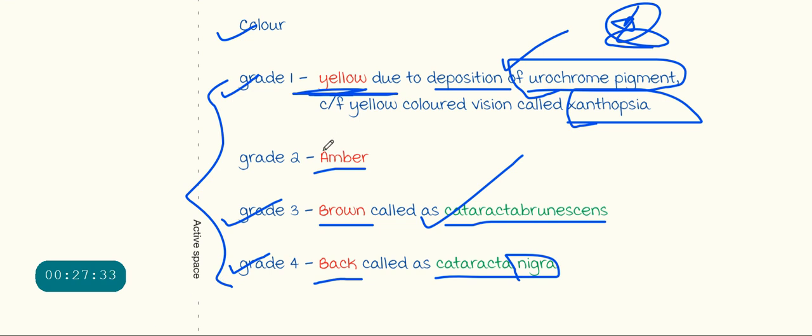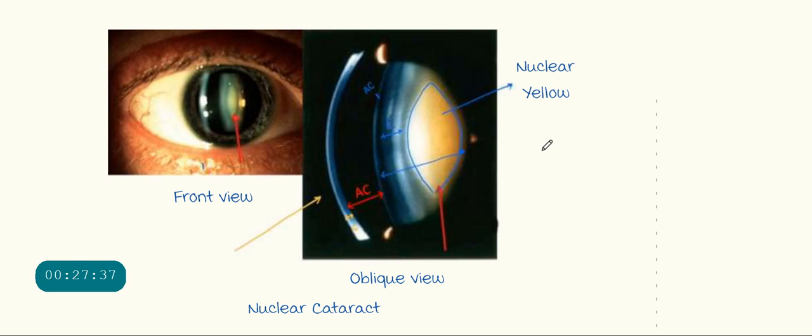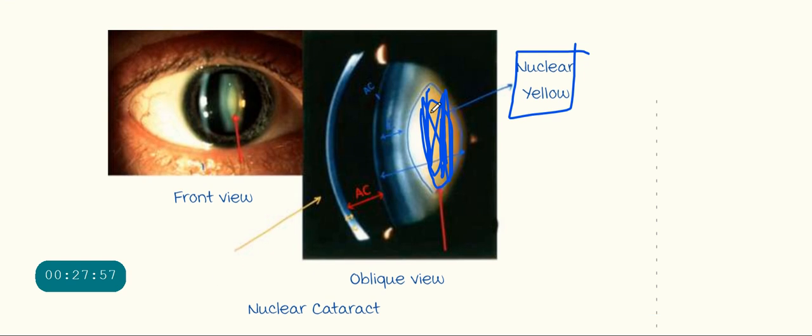Now due to the deposition of urochrome pigment, it leads to the yellowing. This is the image in which you can see there is a yellowing over here in this part, and this is nothing but grade 1 type of pigment, which will lead to nuclear cataract.